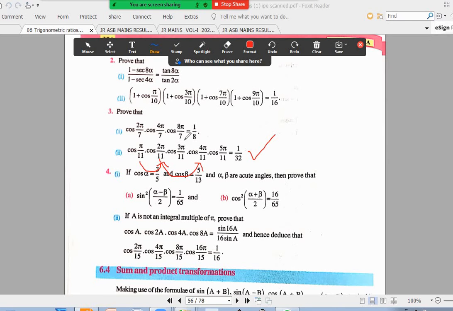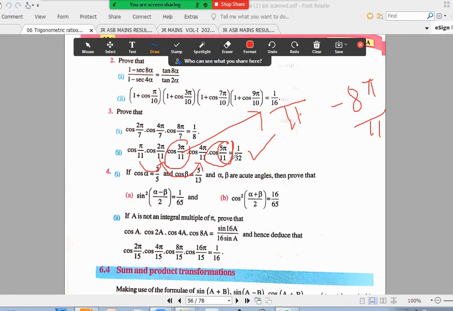We can get 8 pi by 11 from this. How? I can write pi minus 3 pi by 11, and cos 180 minus theta is minus cos theta. Once you get cos 8 pi by 11, I want double of that. What is that? Cos 16 pi by 11.